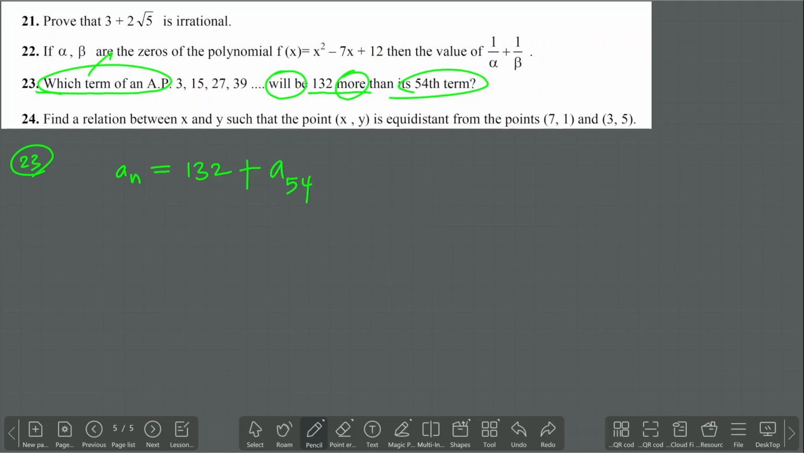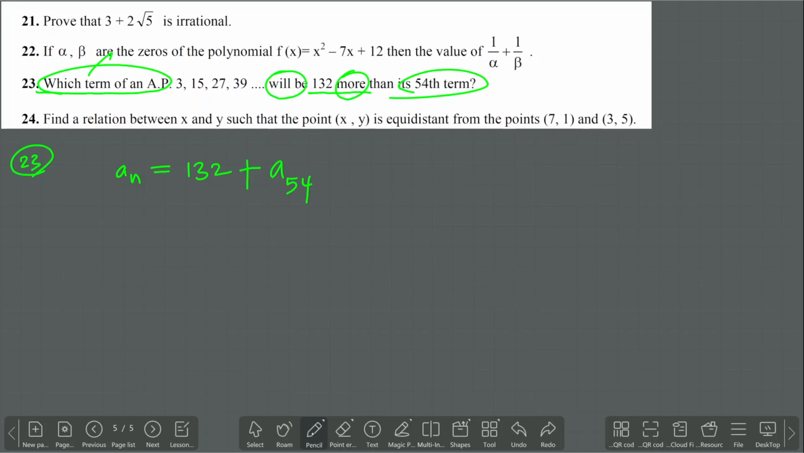54th term. Okay, which term will be 132 more than the 54th term? That is the question. Do you understand how I am forming this? It's very important. If you form this, the remaining is all very easy. Nothing is there. By reading the question, you should write first. After that, when you solve, you will be getting everything.